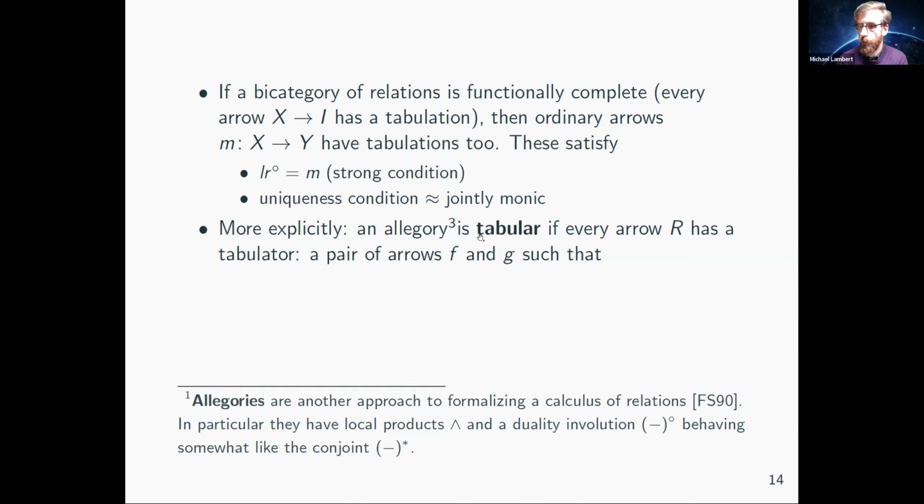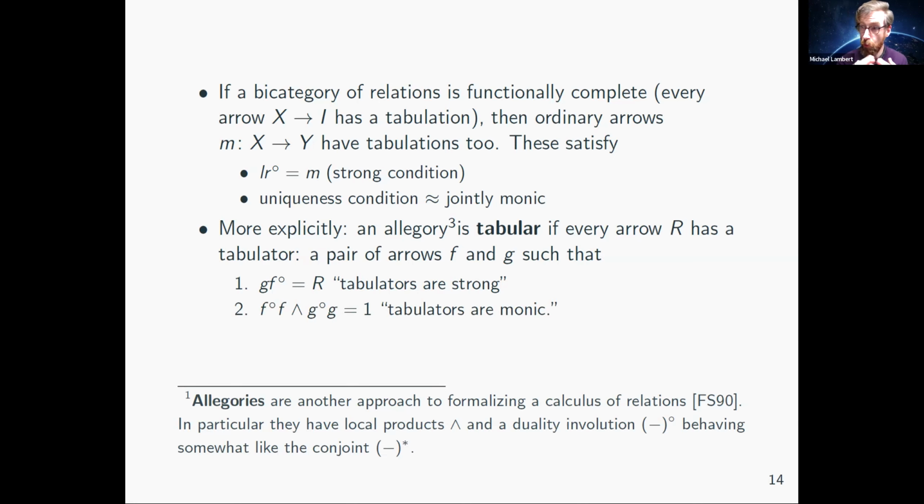And likewise, allegories have this notion of when you have a tabulation for an arrow, and again, these two conditions come up: that there's some kind of a co-kernel-y thing equaling the original relation, a strength condition. And then this is how they phrase the monic condition, which is a local intersection, sorry, not co-kernels, pardon me, which is a local intersection of kernels. They ask that the kernels of each of the legs, intersected locally, give you the identity. That's how they phrase monic.